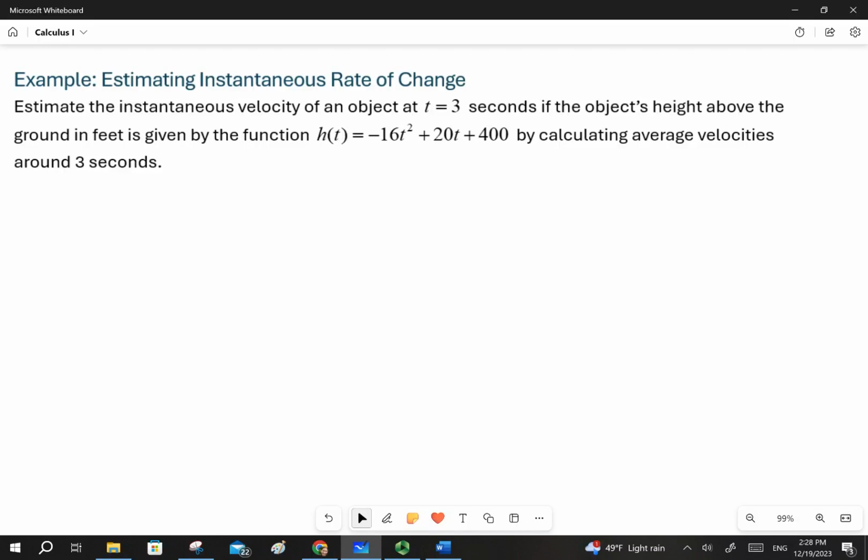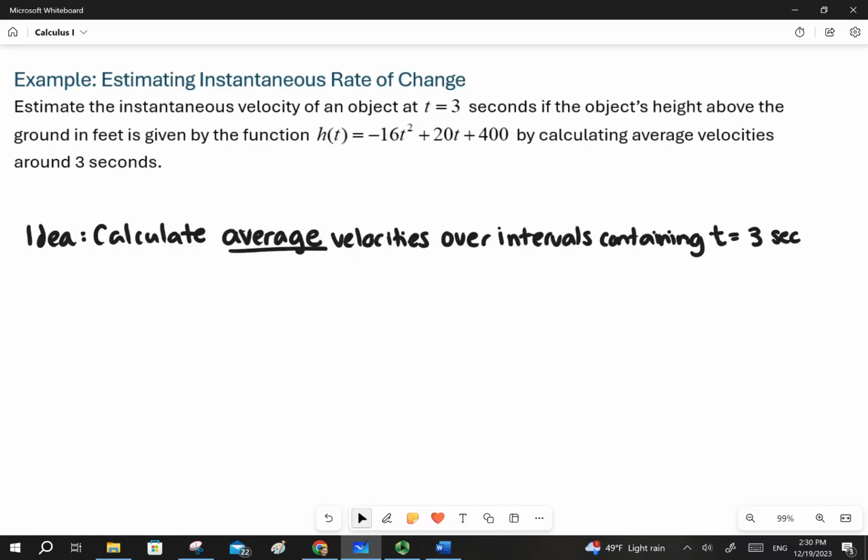Estimate the instantaneous velocity of an object at t equals 3 seconds if the object's height above the ground in feet is given by the function h of t equals negative 16t squared plus 20t plus 400, by calculating average velocities around 3 seconds. The key concept here is that we can estimate the instantaneous speed at any time by looking at average speeds over intervals that contain the time we care about.